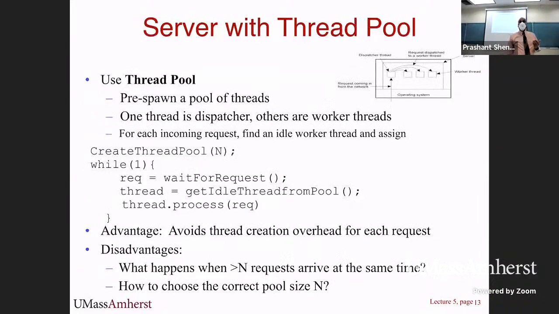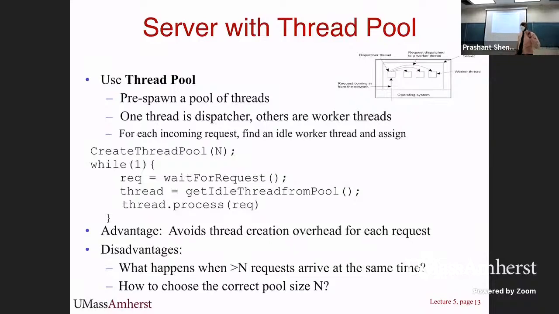So what we'll do is we'll use something called a thread pool. That was the question that was just asked. This is a different model. In the previous case, you created a thread per request. In this case, we are going to pre-spawn a pool of threads. When you start the server, look at the pseudocode here, you create n threads. N is a configurable number. Maybe we'll start with n equal to 10. So the server starts with 10 threads.